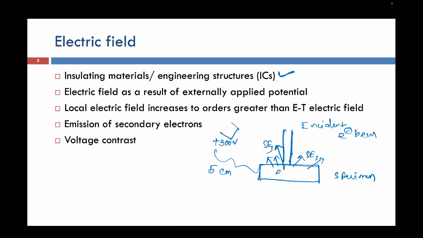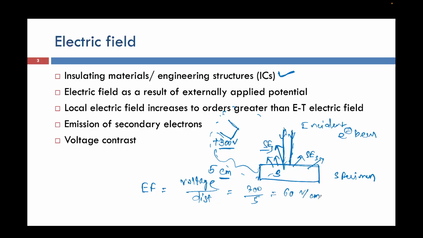So this is my sample, this is my incident electron beam, and these secondary electrons are coming out from my sample, and here is my detector system. When this kind of interaction happens, the distance is 5 centimeters and the potential I have applied is 300 volts. To calculate the electric field, electric field is voltage divided by distance. So for this entire system, my electric field will be 300 divided by 5, so 60 volts per centimeter.